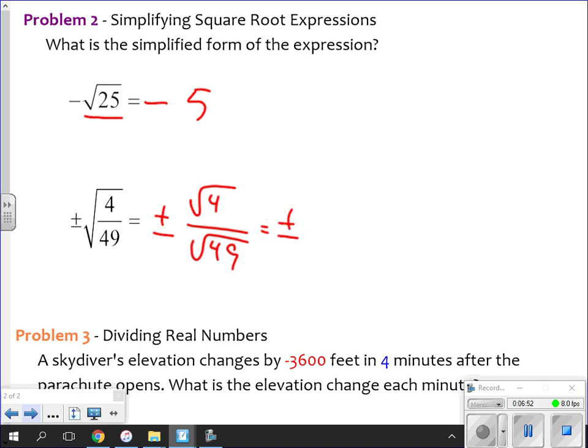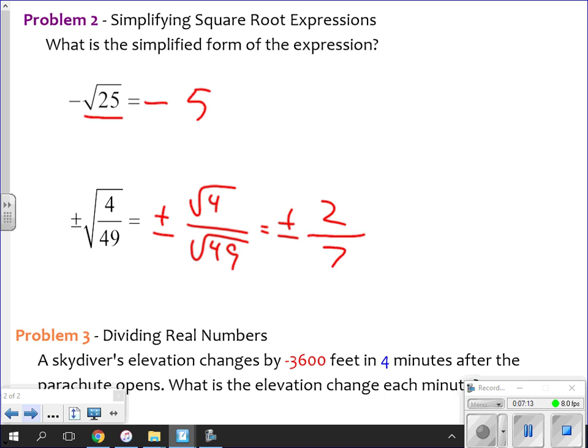So I have plus or minus. What's the square root of 4? 2, because 2 times 2 is 4. What's the square root of 49? 7. 7 times 7 is 49. 2 sevenths. So my answer is plus or minus 2 sevenths.